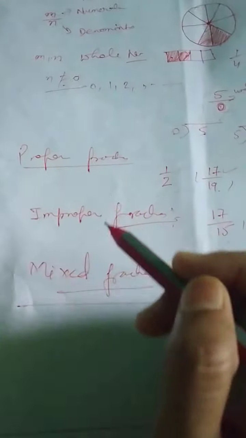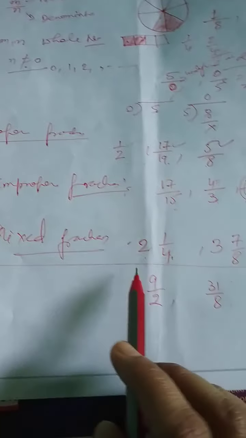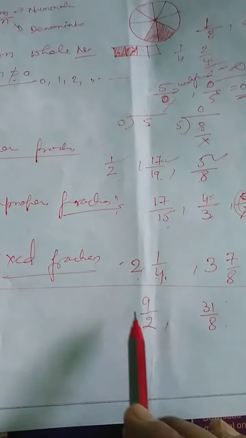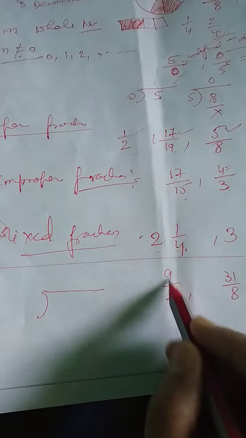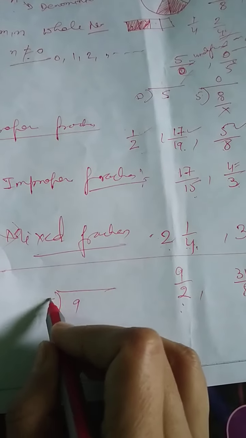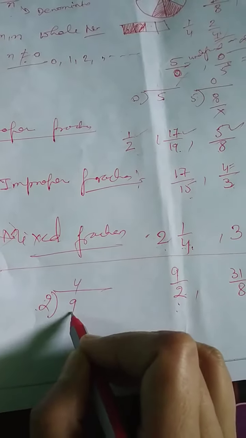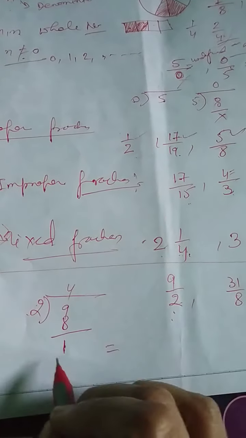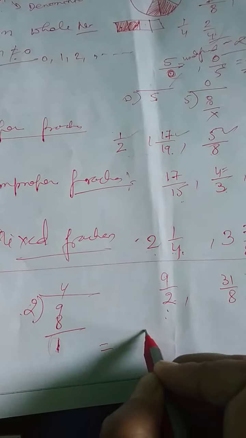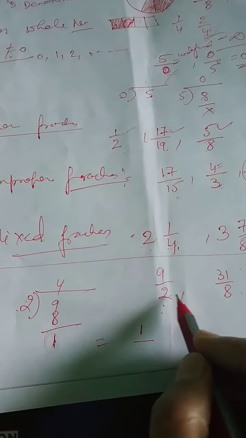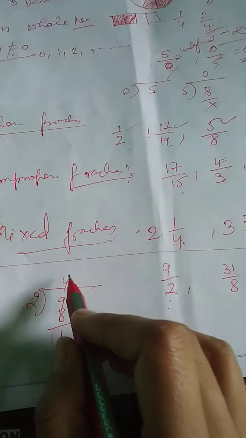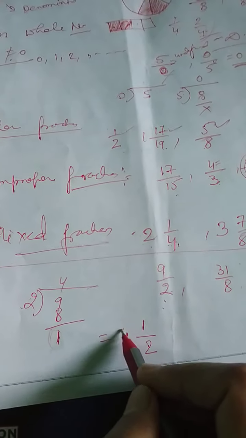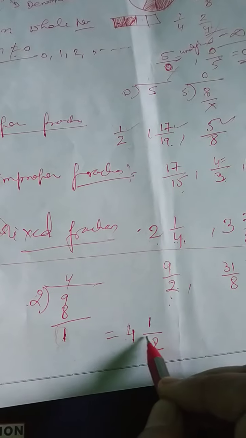And how to change an improper fraction into a mixed fraction? You have changed mixed into improper, but now you want to change improper back into mixed. Its process is also very simple. Suppose you want to change 9 by 2 into this form. Let's divide: 9 will be the dividend and 2 will be the divisor. 2 4s are 8, and we have got remainder 1. The remainder will always go up, the divisor 2 stays down, and the quotient will be written inside. So, 4 whole 1 by 2.